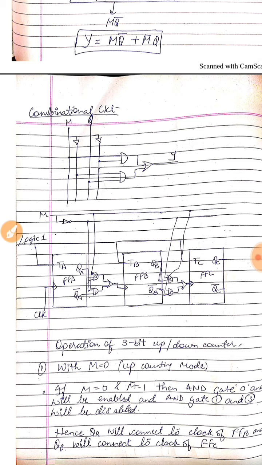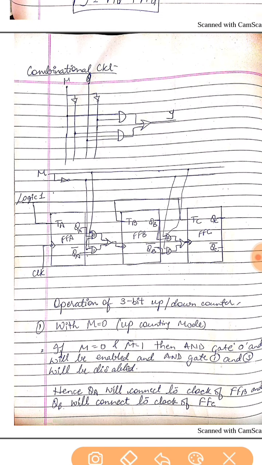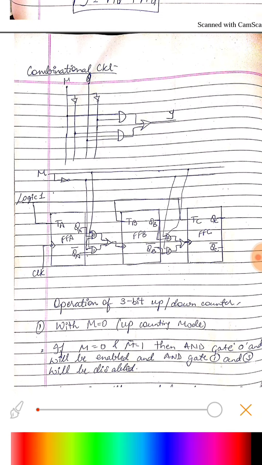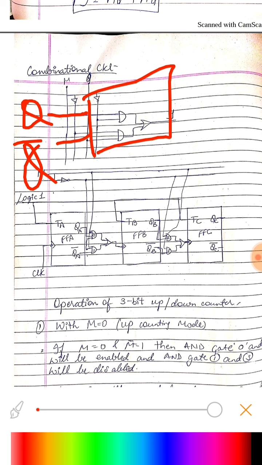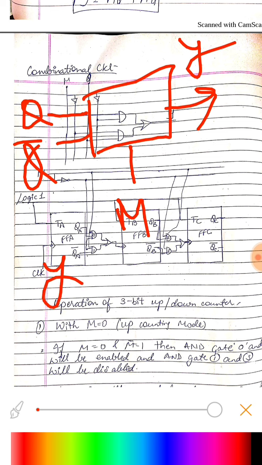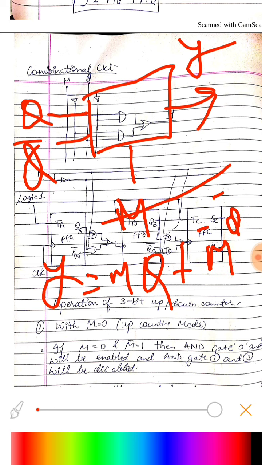So I know you know a multiplexer, but if I implement a multiplexer instead of this combinational circuit, it would have 2 inputs, q and q bar, and 1 select line that can be m, and the output would be y. So what would be y? Y would become m into q plus m bar into q bar. So this is how we can make it using the multiplexer as well.